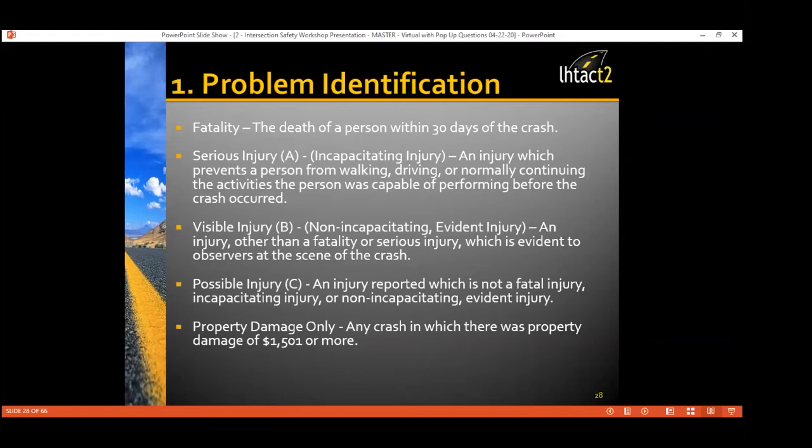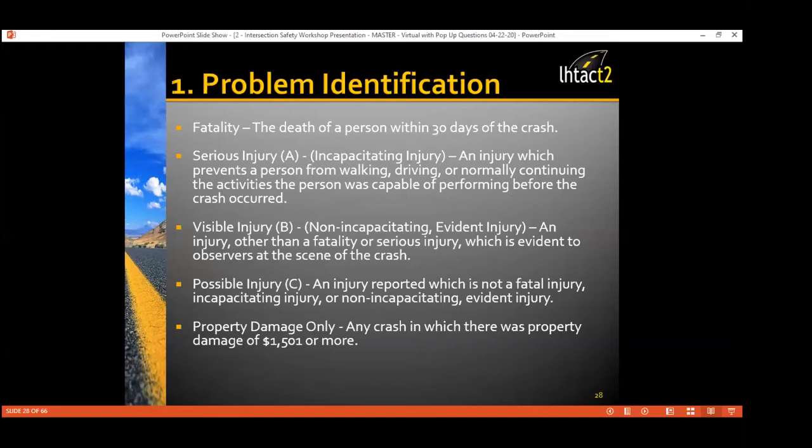A injury is very incapacitating, it's very serious. A visible injury, B, is non-incapacitating, but it is an evident injury that is recorded, and you're probably going to have to live with it for some time. And a C injury is a possible injury. These are all determined in the field, either by law enforcement, who are not typically medical experts, or if a paramedic or ambulance is on the scene, they will also determine this and communicate back to law enforcement. Law enforcement is the one that actually enters this into the crash report. So while there's no detailed medical physician at the scene, unless there's some follow-up in the crash reporting, somebody going to the hospital, that's how that is generally determined.